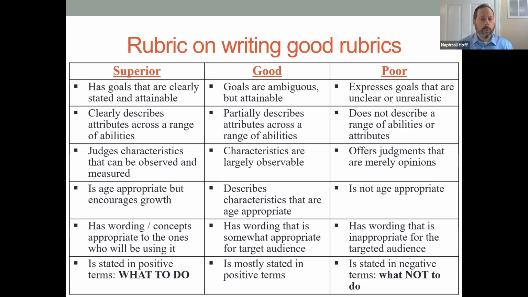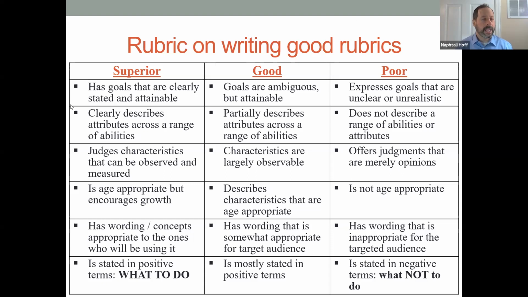So the first one is about goals. Superior: the goals are clearly stated and attainable. We're talking about rubrics now. Poor would be that they're expressed either in an unclear or unrealistic fashion. Sometimes it's just that the actual objective that you have for the students is unrealistic, and that also needs to be adjusted, right? Clearly describes attributes across a range of abilities. I'm going to stay with superior because that's really what we're after here. It judges things that are observable and measurable. It's age appropriate, and it encourages the students to grow. So there's a stretch factor there.